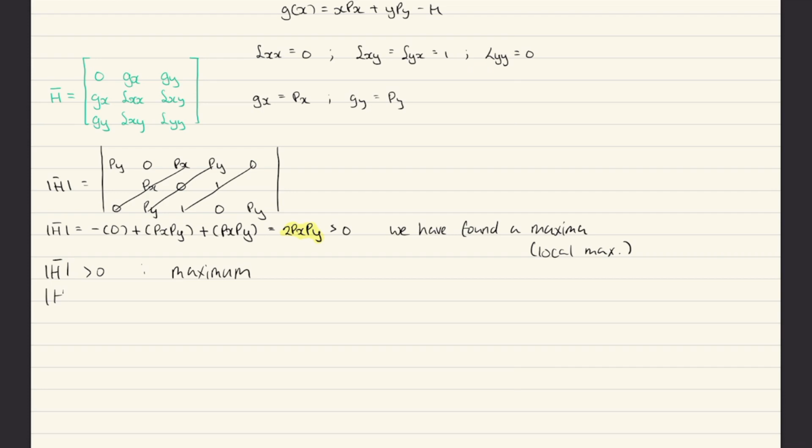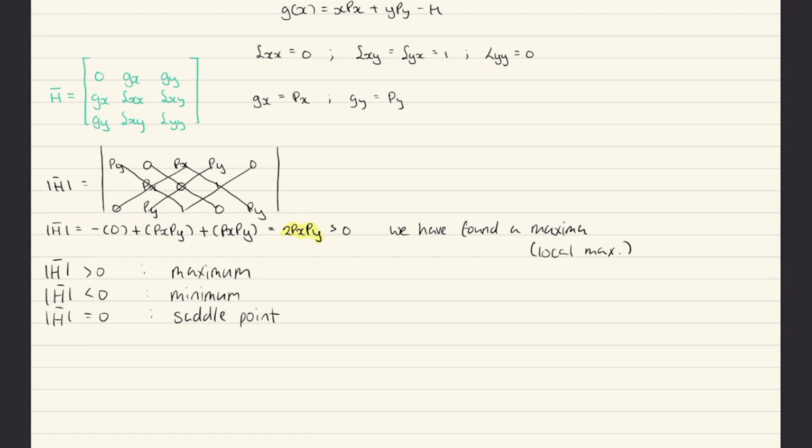If the bordered Hessian matrix is less than 0, it's a minimum. And if the bordered Hessian matrix is equal to 0, then we have a saddle point, right? So those are just the 3 rules that you have to remember. Note, this is only for the bordered Hessian matrix. So don't come suing me if you use it for the Hessian matrix, because the Hessian matrix is totally different.